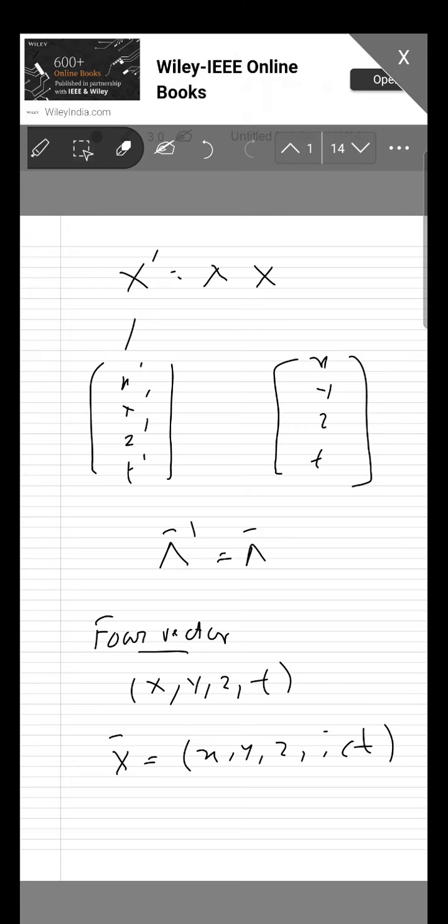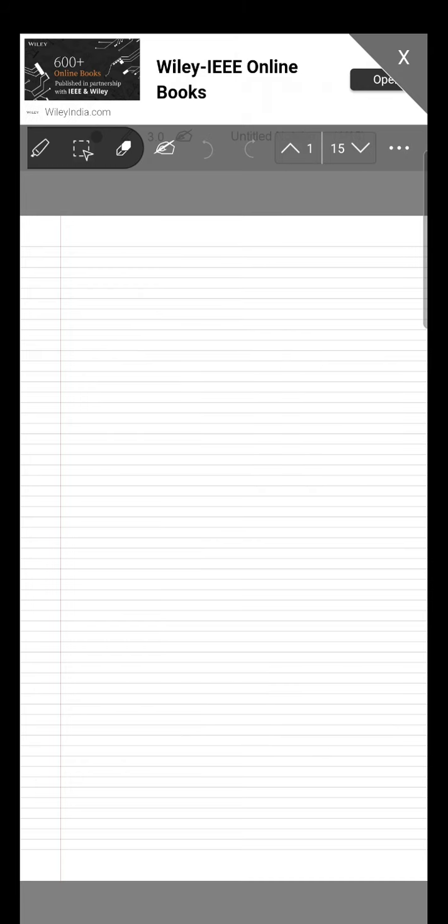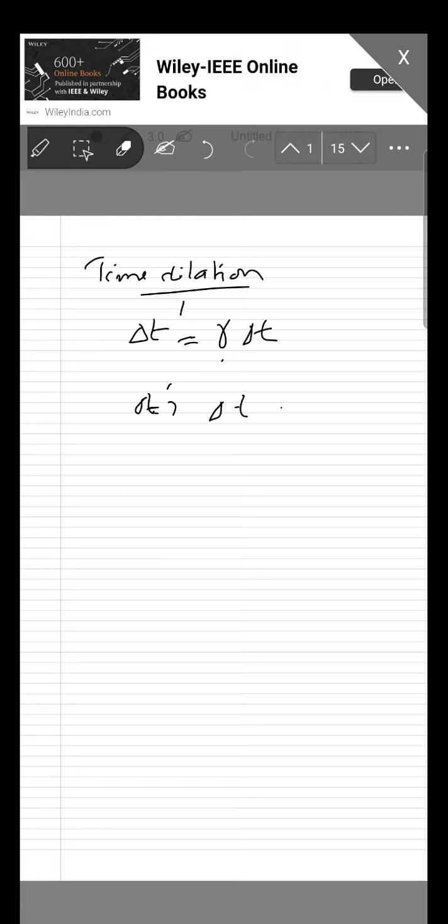So what is the consequence of Lorentz transformation? There are two consequences of Lorentz transformation. One is called the time dilation. That is, the time difference between any two events in one frame of reference, in the moving frame of reference, is related to the other by this quantity gamma. So time seems to be long. Time difference seems to get enhanced if it is in the moving frame of reference. So delta t dash is greater than delta t.